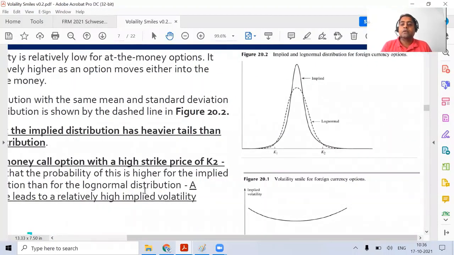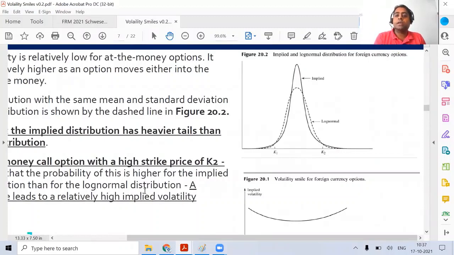You will find a diagram, which I've just zoomed in, which is connecting back your implied and the log normal distribution. Now, when we look at the distribution, can we see that on both the tail sides, the implied volatility is higher as compared to a log normal distribution? Can we see that? And this is explicitly for foreign currency.